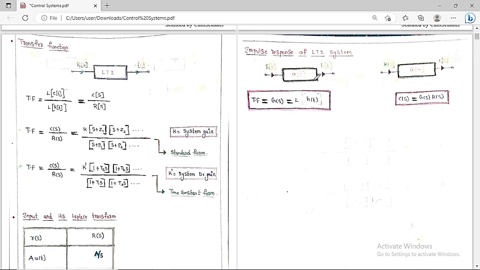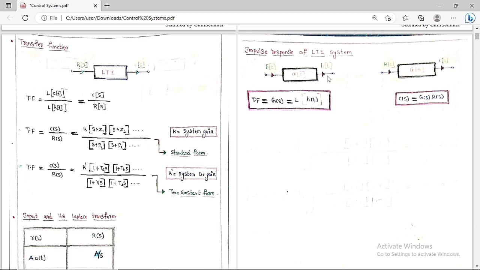Now, what is the impulse response of the LTI system that we are going to study? What is the meaning of the impulse response of an LTI system? Suppose for this LTI system I choose the input as the impulse, then the response that I get is called the impulse response. If the input is the impulse input, then the response is called the impulse response.